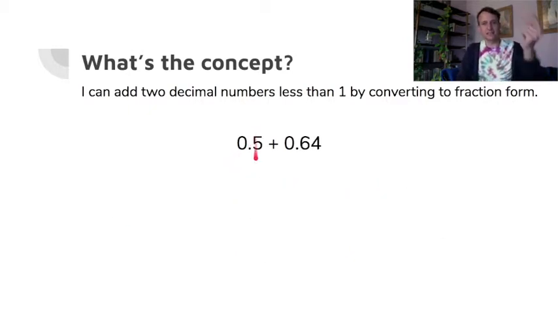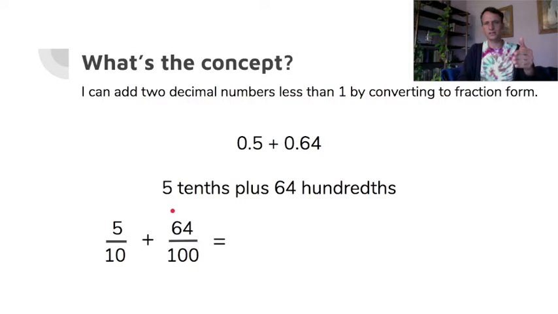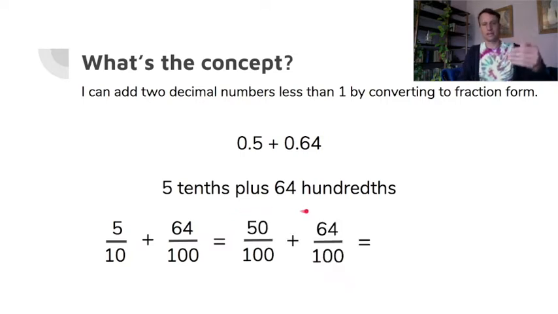5 tenths plus 64 hundredths. Great. I write it out in unit form here so you can see, oh, these units are different. We need the same thing here. Let's write out in fraction form. 5 tenths plus 64 hundredths. Yes, the 5 tenths is how many hundredths? 50 hundredths. Now plus 64 hundredths. Oh, well, what do we end up with then?